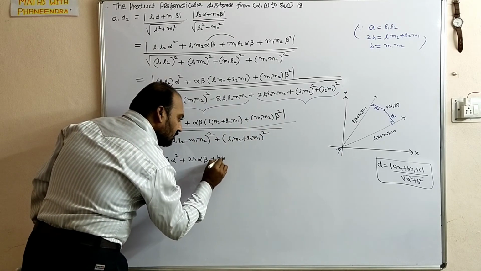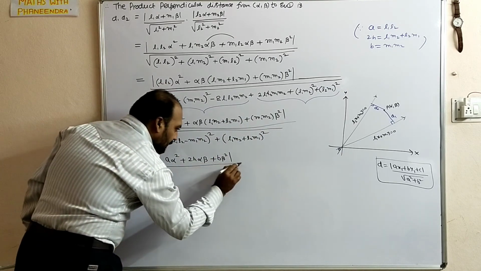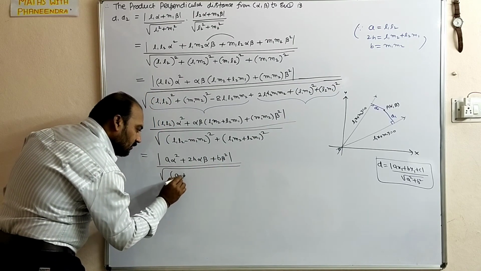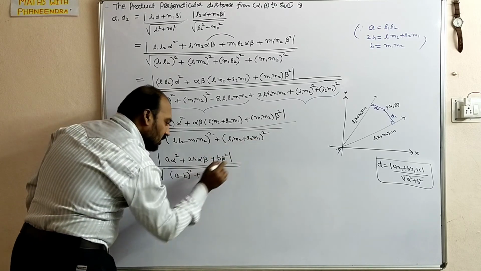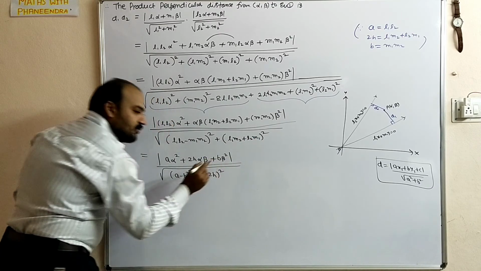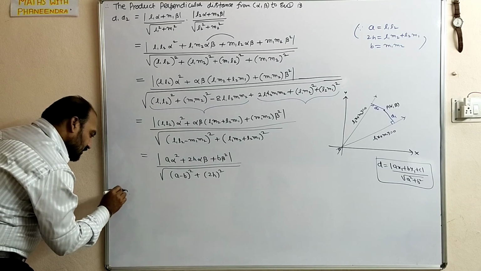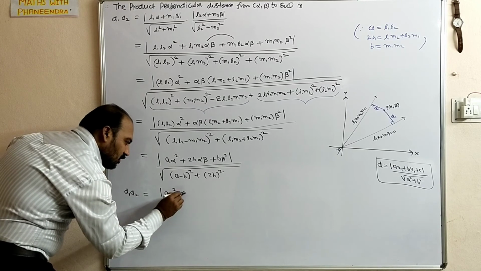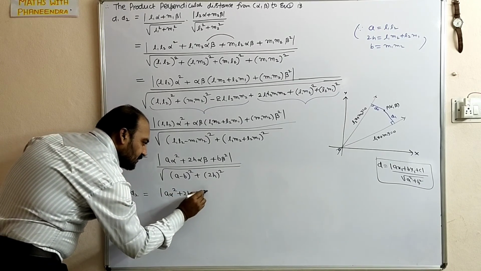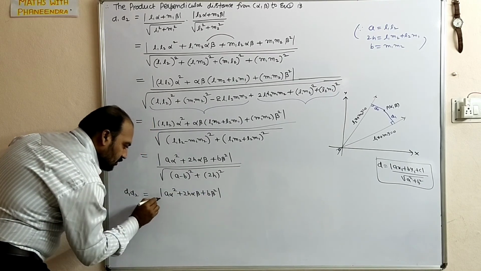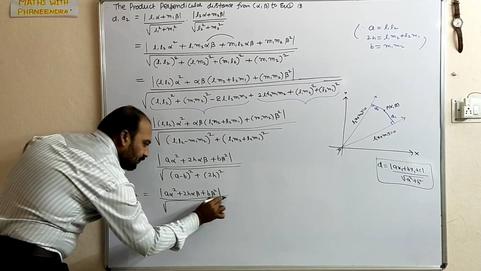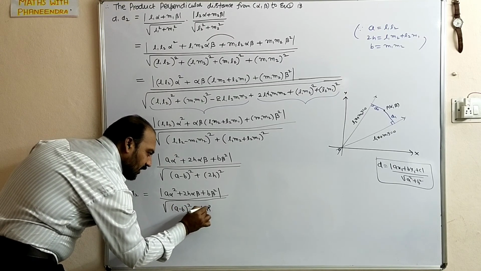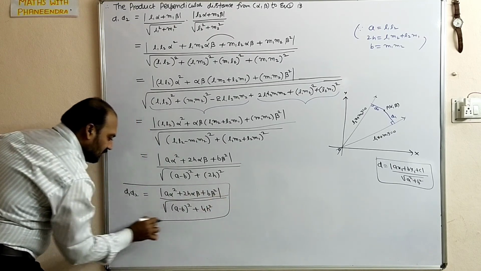Whole divided by square root of A minus B whole square, plus L1 M2 plus L2 M1 is 2H, 2H whole square. Therefore, the product of perpendiculars D1 D2 equal to mod A alpha square plus 2H alpha beta plus B beta square, whole divided by square root of A minus B whole square plus 2H whole square, means 4H square. Hence the result.